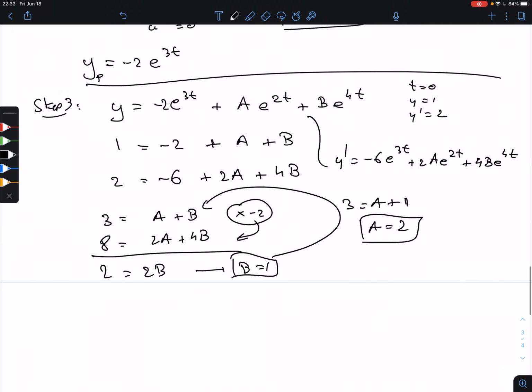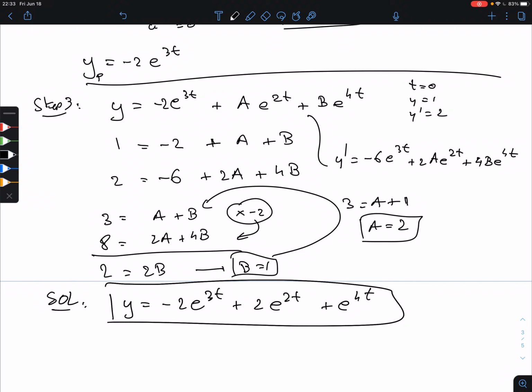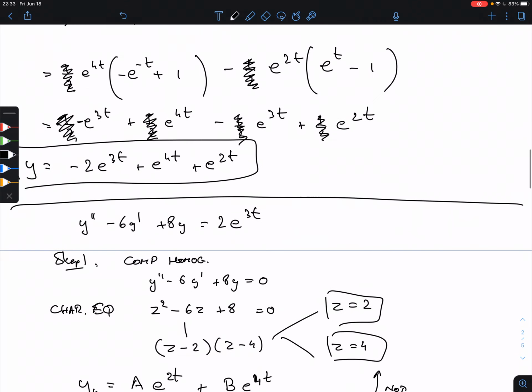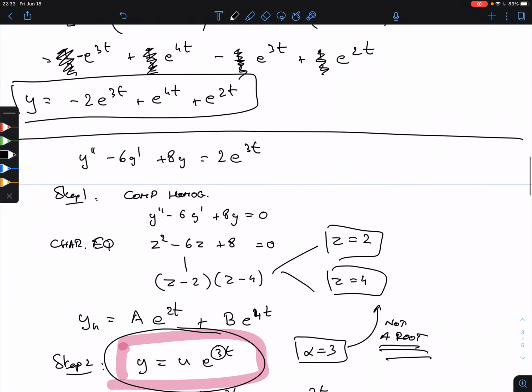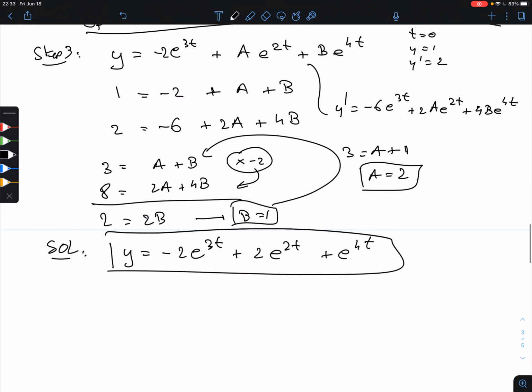So, conclusion, my solution is y is minus 2e^3t plus 2 times e^2t plus e^4t. And now comes the big moment of truth. Is this the same thing that I found here? And it isn't. Everything is except for this 2 here. That's why I got a little bit suspicious that my a was 2 there.